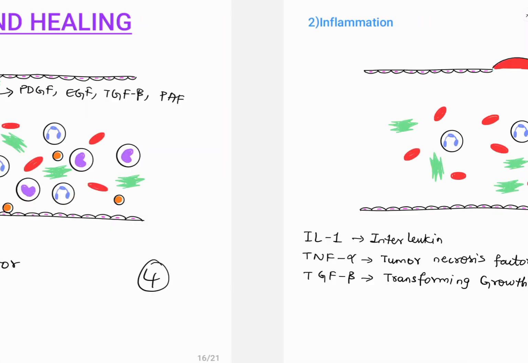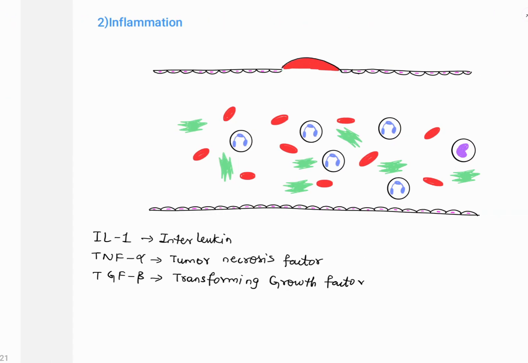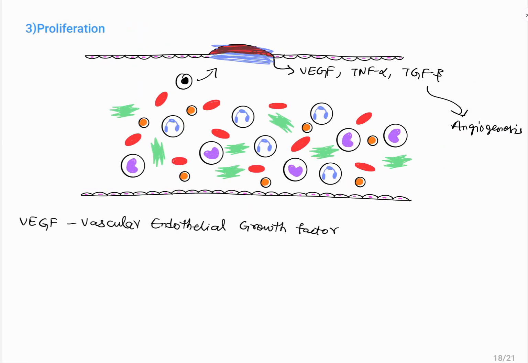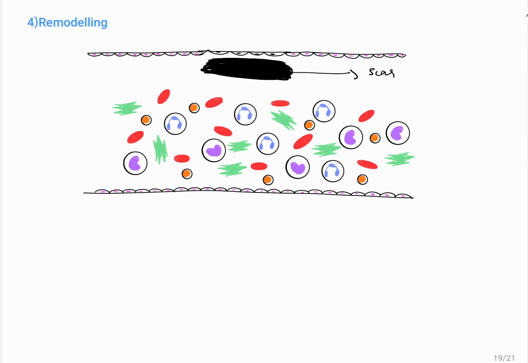Here, in the phases of wound healing, let us see the time duration of each phase. The hemostasis begins immediately after the formation of wound. The second phase, that is inflammation, lasts for 72 hours. Then proliferation, which is seen from the third day to 3 to 6 weeks. And finally, the last phase, which is the remodeling phase, lasts for 6 weeks to 1 to 2 years.